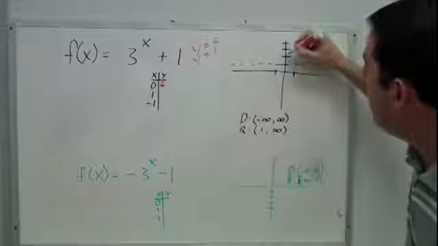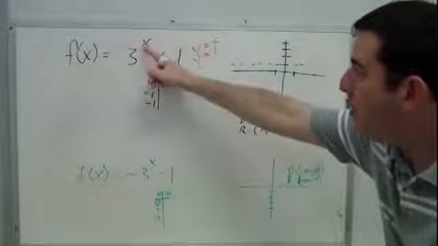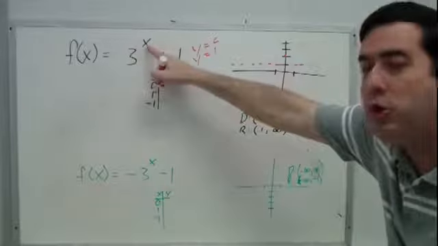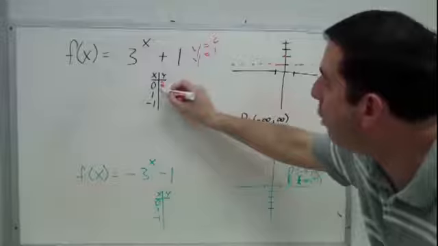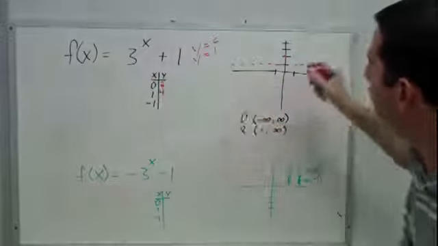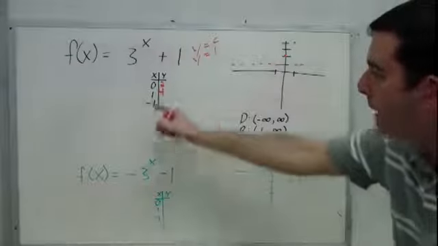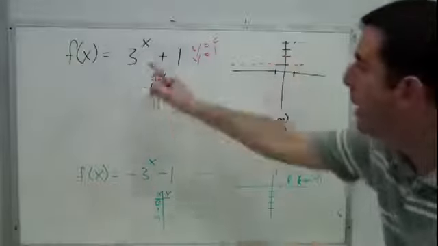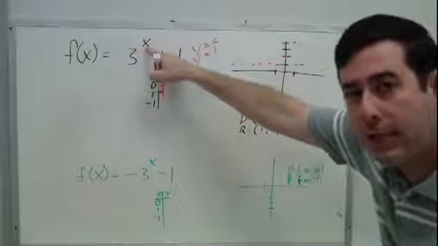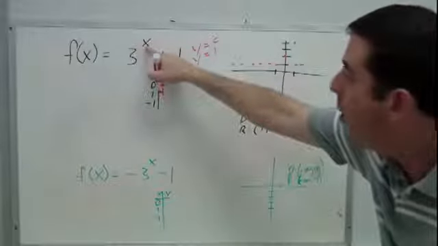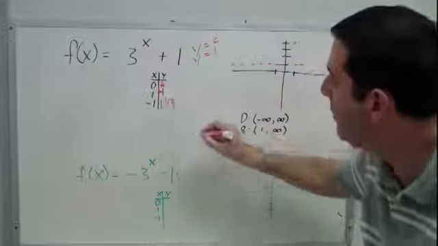(0, 2) is one of the points, part of our picture. If you take 1 and put it in, 3 to the first power would make 3, and 3 plus 1 made 4. So (1, 4) would be another point, part of our picture. Now if we take negative 1 and put it in, 3 to the negative 1, that creates a fraction. 3 to the negative 1 is 1/3. 1/3 plus 1 is 1 and 1/3.